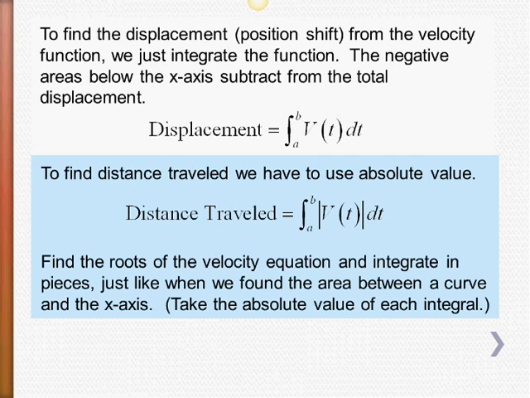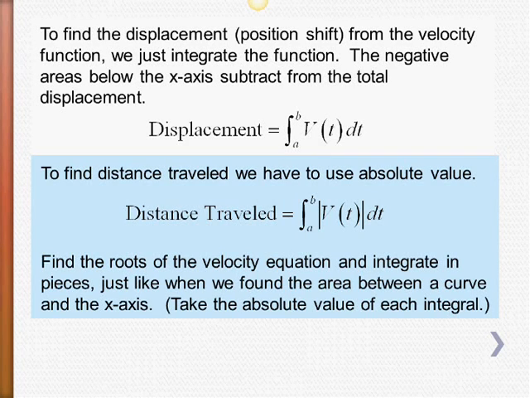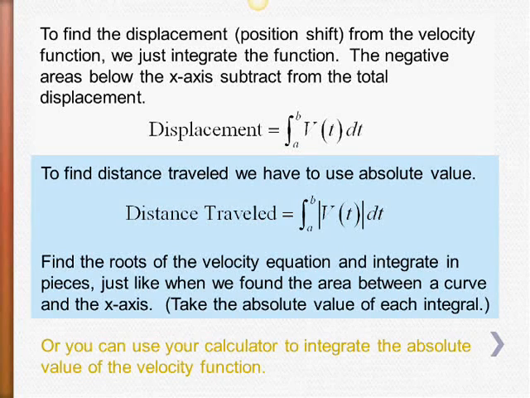You find the roots of the velocity equation, and then you just integrate in pieces. So if the velocity function crosses at 3, you integrate from 0 to 3, and then from 3 to 5 or whatever. You make all those values positive, and then you add them together. You can also just put it on your calculator and integrate the absolute value of the velocity function. That is another way to do it if you are on a calculator active section of the AP test.